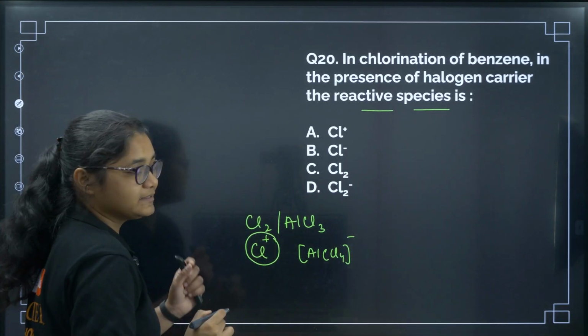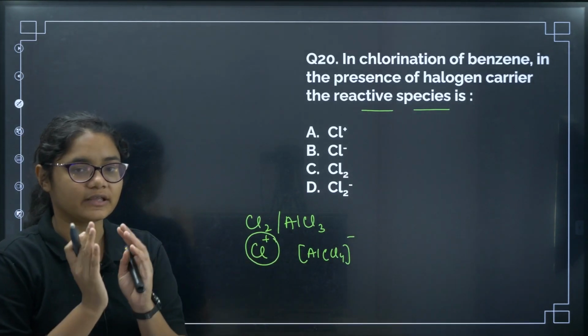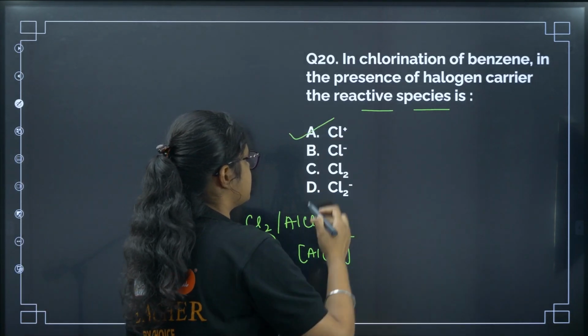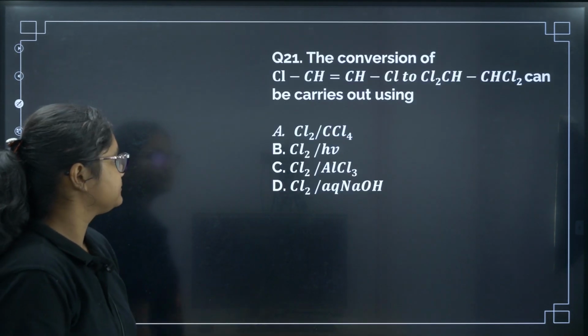So the reactive species, the electrophile produced, is Cl plus. So the correct answer for this question will be option number A.